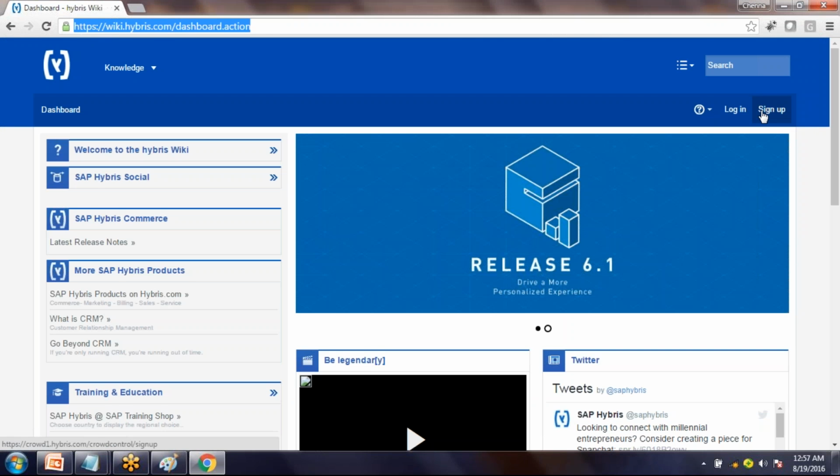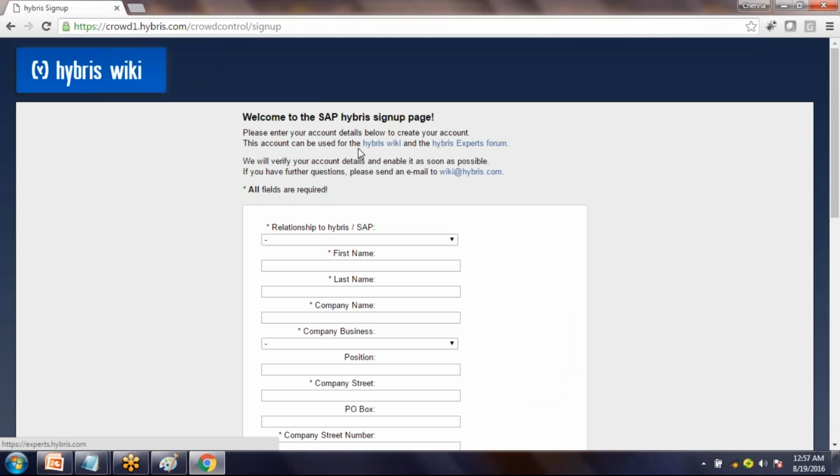If you want to create an account, you can click on sign up. If you want to download the software or use the documents, you need to be a customer or partner or SAP employee. This is one of the biggest challenges. You cannot download the Hybris software directly. If you are a SAP employee, a SAP Hybris partner, or a SAP Hybris customer, then you can. Otherwise, you cannot download. That is the biggest challenge we have.